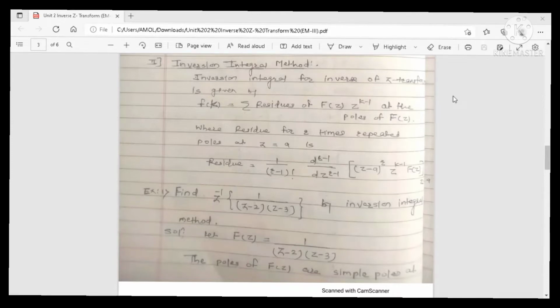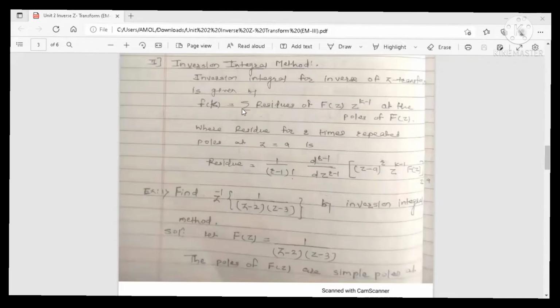The inverse of the Z transform is given by the formula f of k is equal to the summation of residues of f of z into z raised to k minus 1 at the poles of f of z, where the residue for an r times repeated pole at z is equal to a is calculated as: residue is equal to 1 upon (r minus 1) factorial into the (r minus 1)th derivative with respect to z of the bracket term (z minus a) to the power r into z raised to k minus 1 into f of z, at z is equal to a. This is the formula to find the residue.